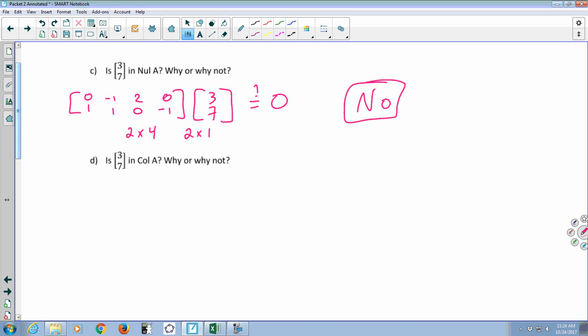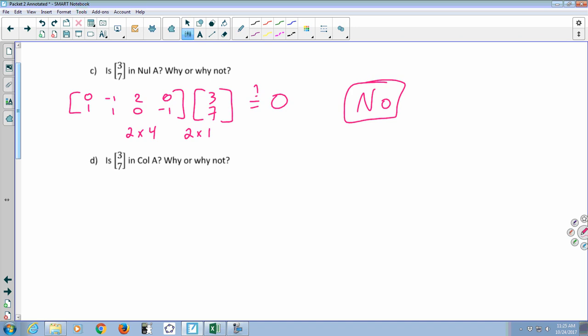Is 3, 7 in the column space of A? This might be possible, right? Because if I take a linear combination of the columns of A, throw some weights on those columns, can I get 3, 7? Yeah, 3, 7 lives in the right world. It lives in R2, so I might be able to get it. So how would I figure it out? Like, if there are weights that I can put on these columns to build 3, 7.